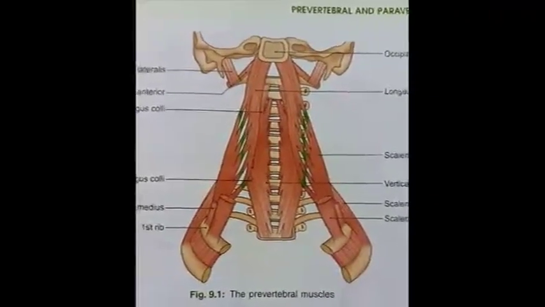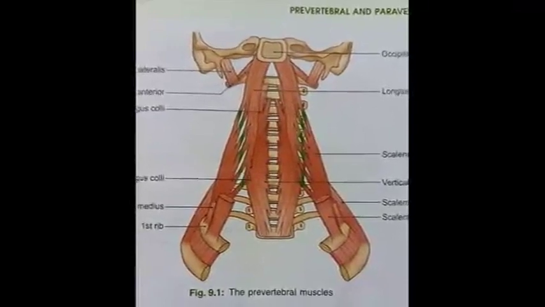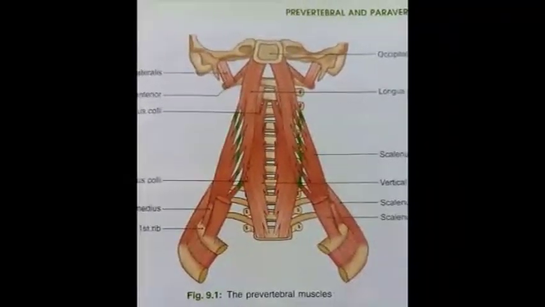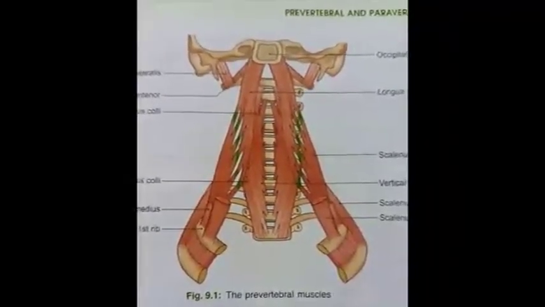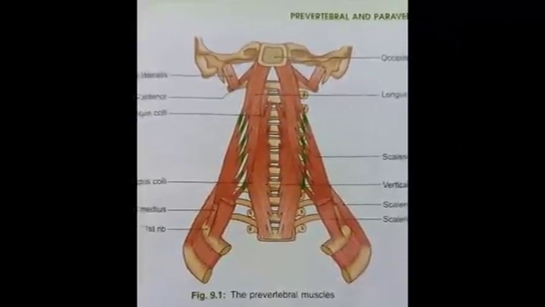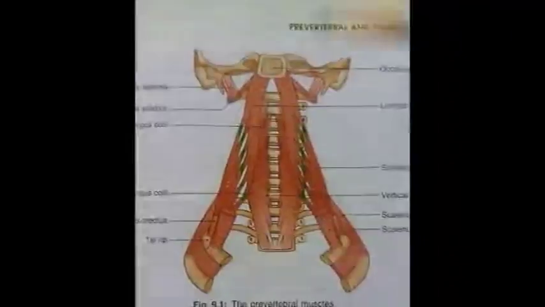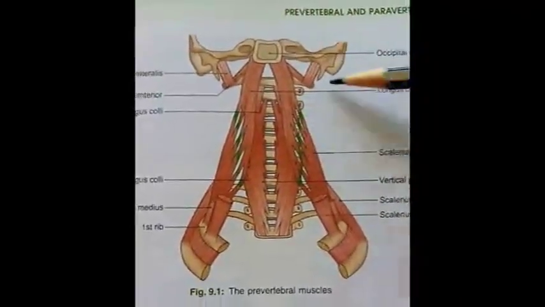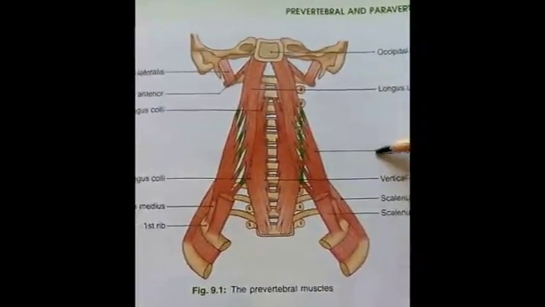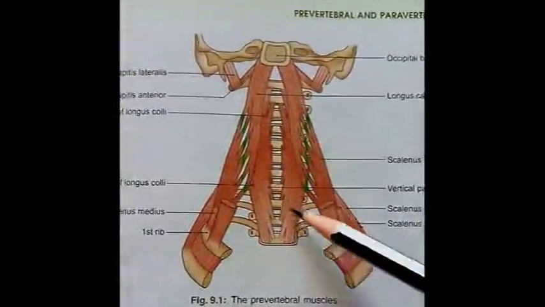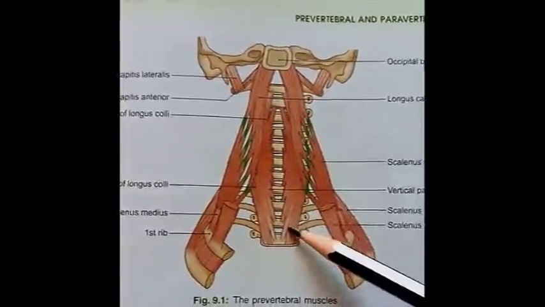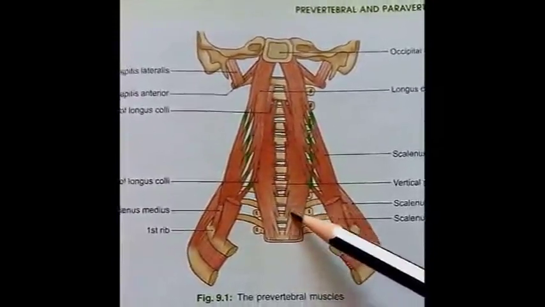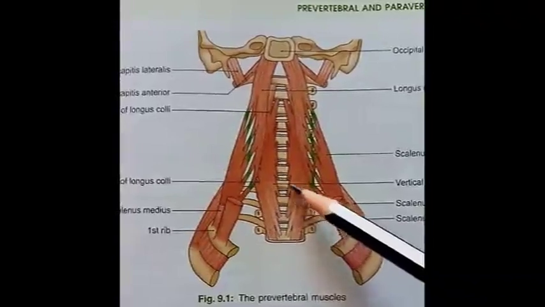This muscle is supplied by ventral rami of nerves C3 to C8. Action of the muscle. This muscle is responsible for flexion of neck, means forward bending of the neck. Oblique parts flex the neck laterally, means these fibers are responsible for lateral bending of the neck. Lower oblique part rotates the neck to opposite side, means if the muscle of right side is working, it is responsible for rotating the neck to the left side.